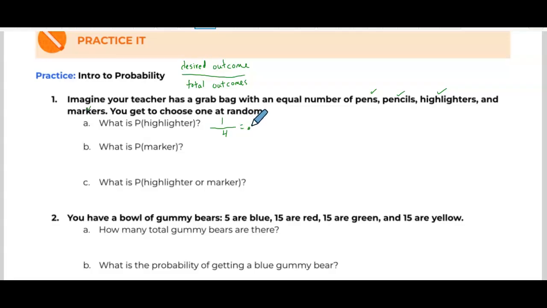I could write it as a decimal, or I could write it as a percent. Any of those are valid. The marker, same thing. I've got 1 out of the 4 writing utensils. So also 0.25 or 25%. Highlighter or marker means I need to get either or, so I can write the probability of the first one plus the probability of the second one, and that sum gives me the possibility of getting one or the other. So that's 2 utensils out of 4, which would be 0.5 or 50%.